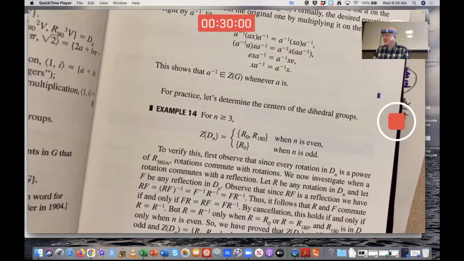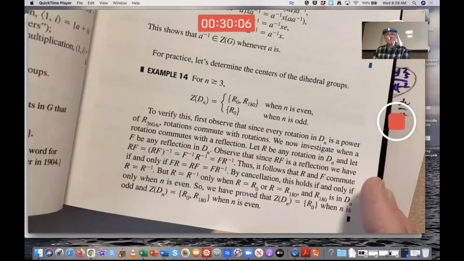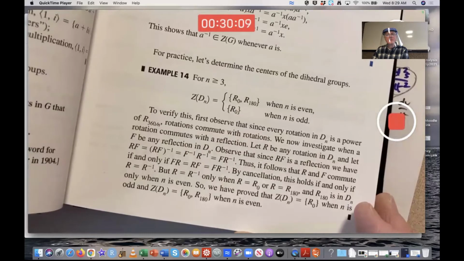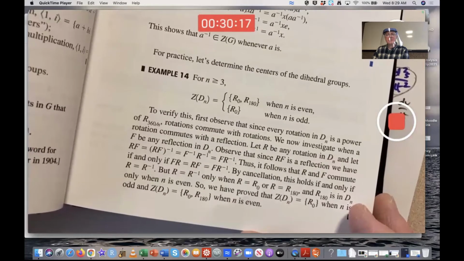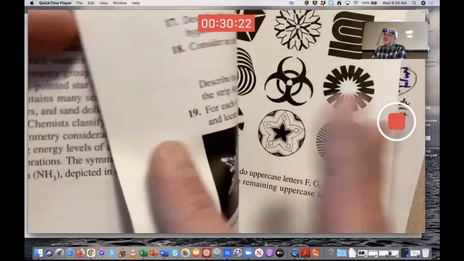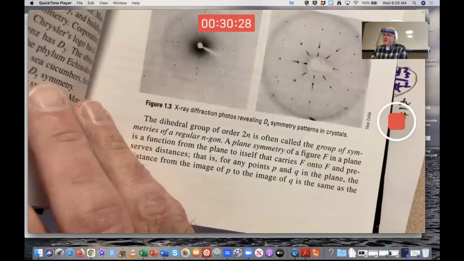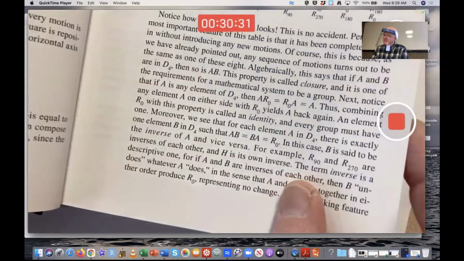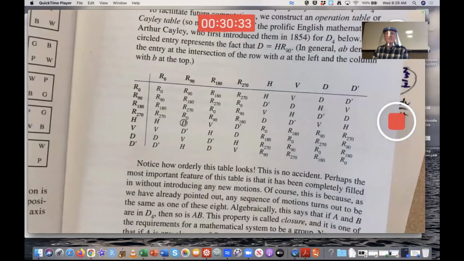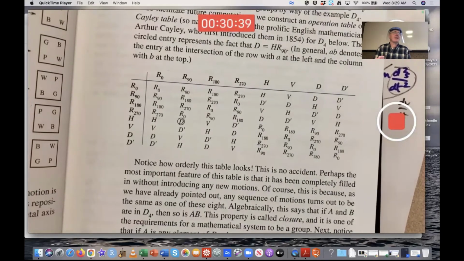Certainly R0 commutes with everything. They give an argument here about why R180 does as well. Yeah, they're giving a general argument here. I mean, it's going to be easier to think about when you look at a particular example, I think. I guess we could go back to chapter 1. Is that the Cayley table of D4? If you want to just see it, the Cayley table is the best thing to look at.